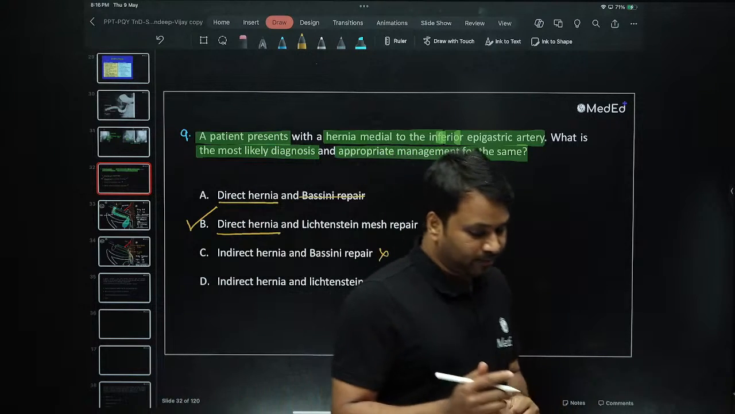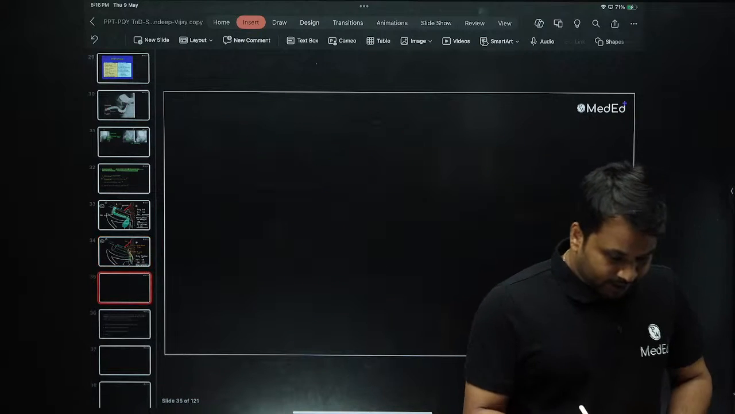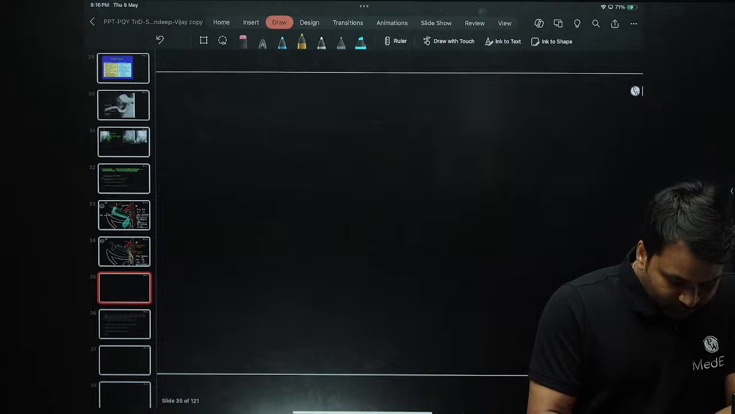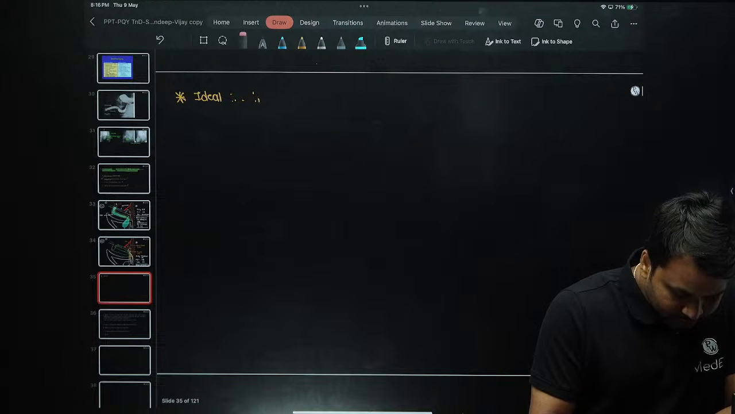As simple as that. Now, if you look at previously, in the component of hernia, what all has been asked? Now, the first thing is about the mesh. What is an ideal mesh, or the characteristics of an ideal mesh?